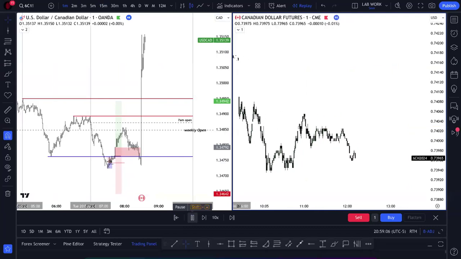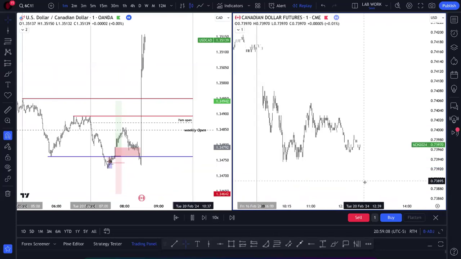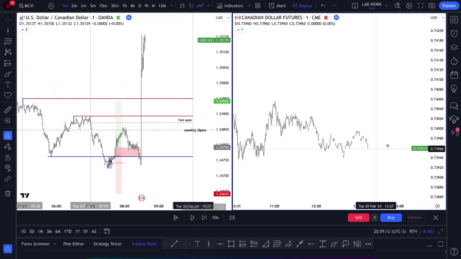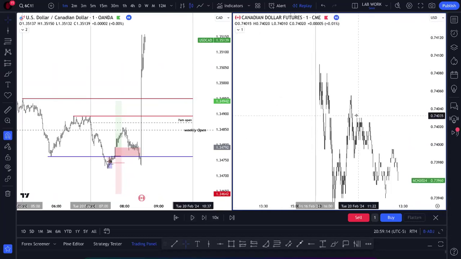Oh, I want to play it out all the way to like 3 p.m. That's where the future is really close. 3 p.m. Cool. That's fair enough. So we can see it was declining.